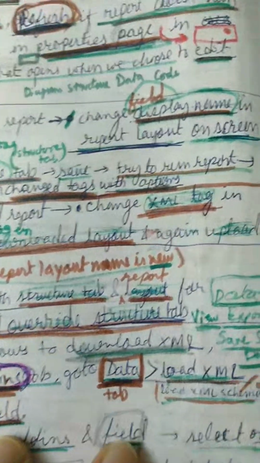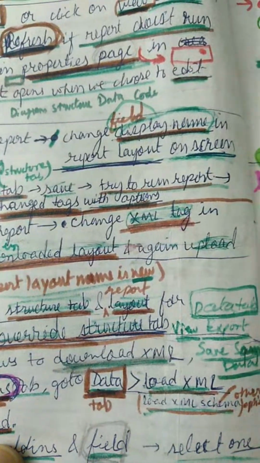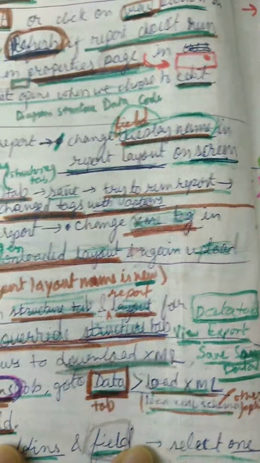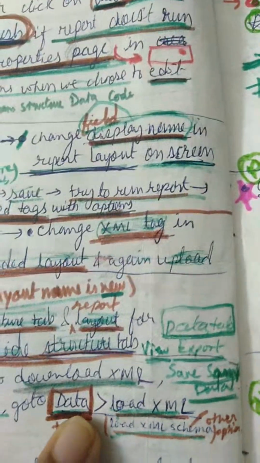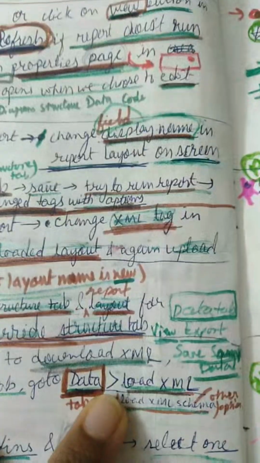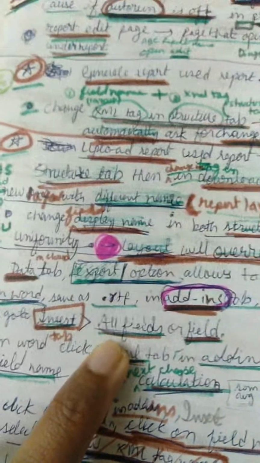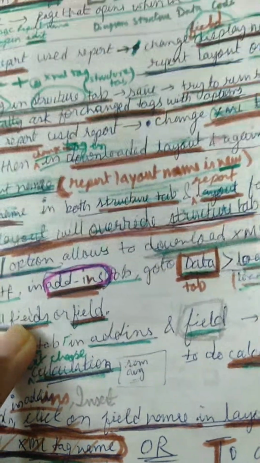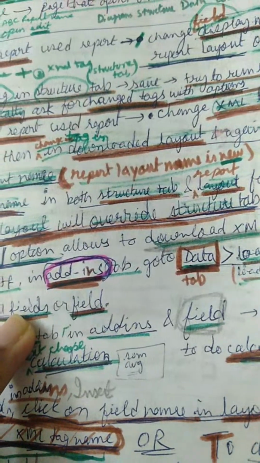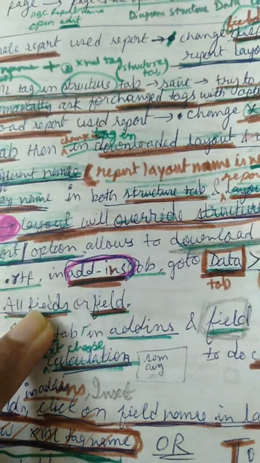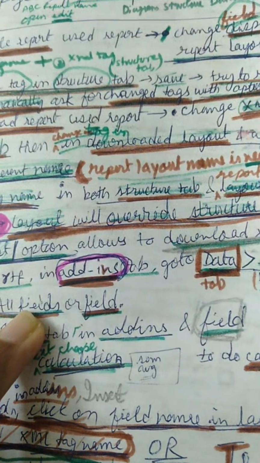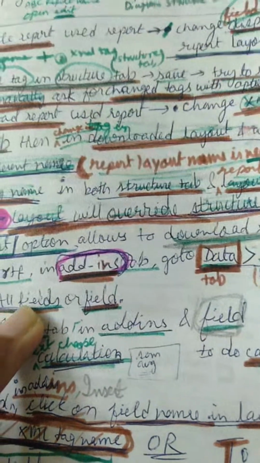There we have DIP: data, insert and preview. In data we can use load XML or load XML schema. In the insert tab we have field or all fields. Anyone we can select, and once you select the field on the layout, this is for the ready-made report.